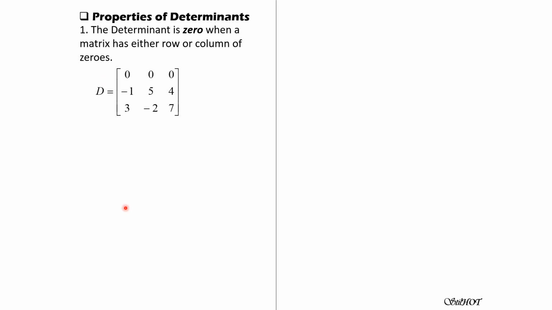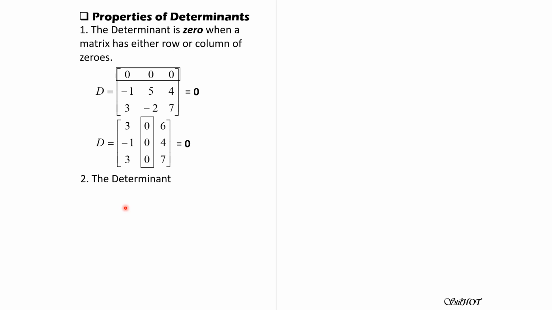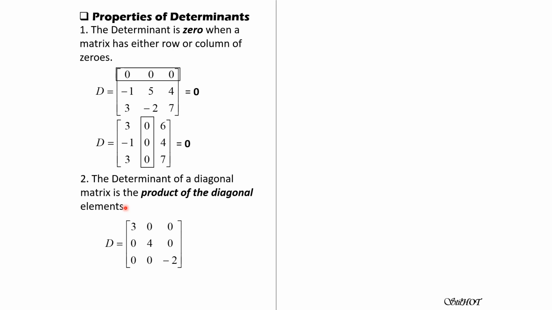Row 1 elements are all 0, so the determinant is 0. Or in this case, we have column 2 elements are 0, so the determinant is 0. Next, the determinant of a diagonal matrix is the product of the diagonal elements. So remember, in a diagonal matrix, all elements outside the diagonal are zeros. So the determinant of this matrix will be 3 times 4 times negative 2. So that's negative 24.